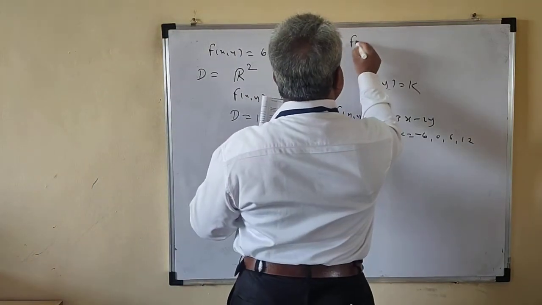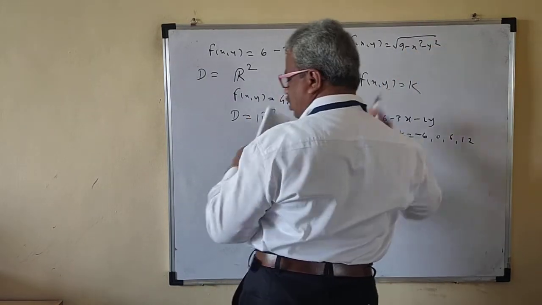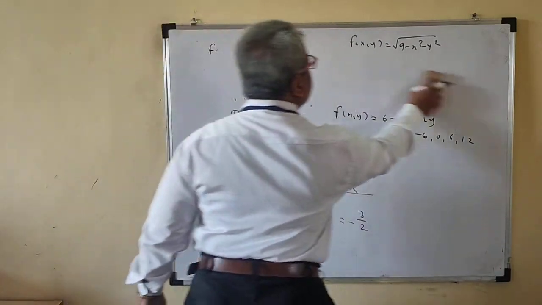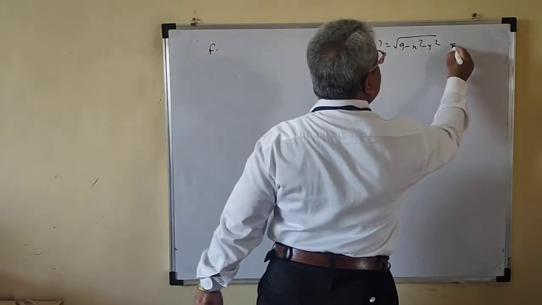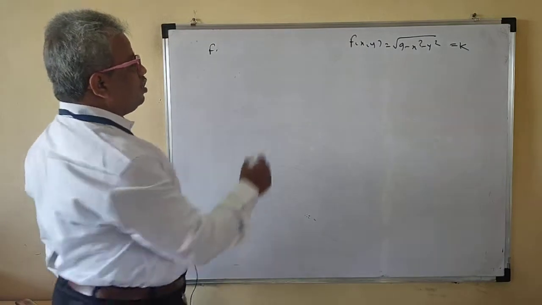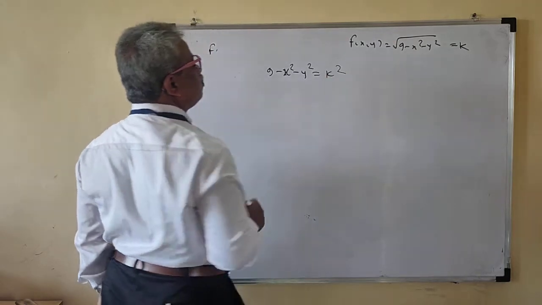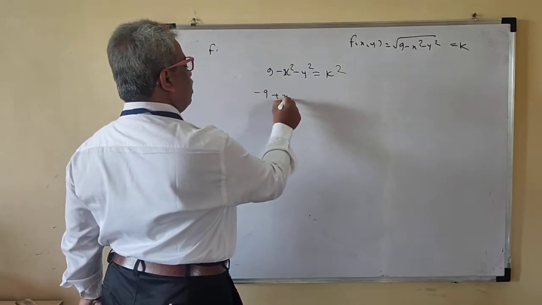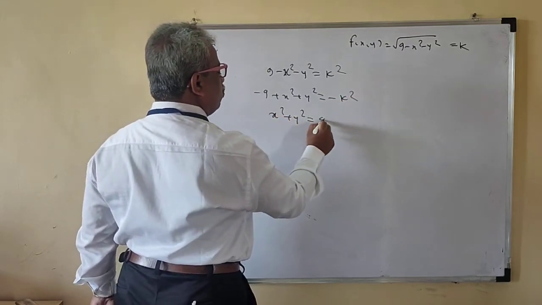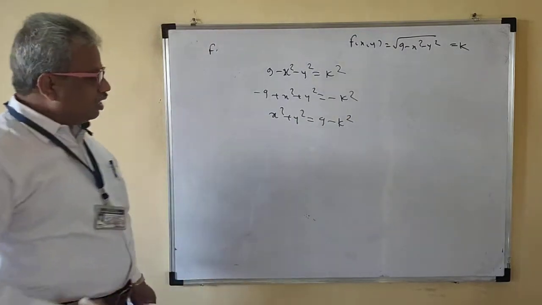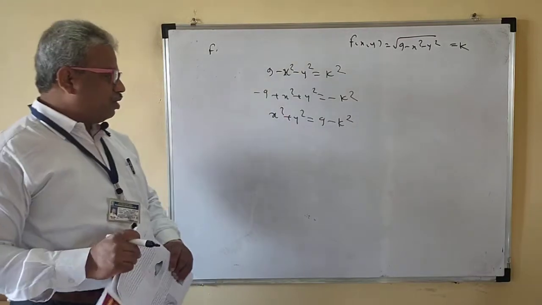Okay, for this function, f of x y is equal to root of 9 minus x square minus y square. So what is the level curve for this one? You have to take this as k. So 9 minus x square minus y square is equal to k square. Same thing here: minus 9 plus x square plus y square is equal to minus k square. So x square plus y square is equal to 9 minus k square. These are level curves. If you change the value of k, you get a different curve.